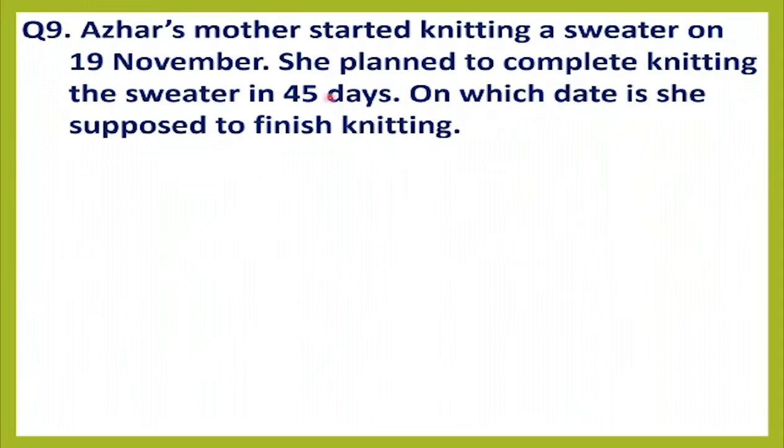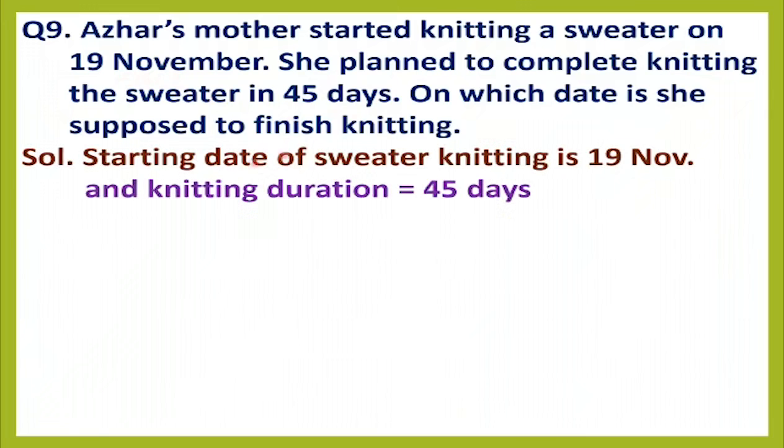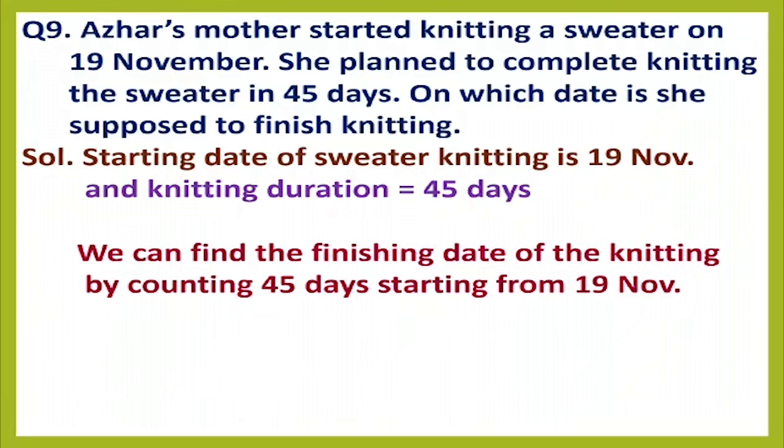She is planning to knit the sweater in 45 days, and she started knitting the sweater on 19 November. So we have to calculate the finishing date. The starting date of sweater knitting is 19 November and the knitting duration is 45 days. We can find the finishing date by counting 45 days starting from 19 November.